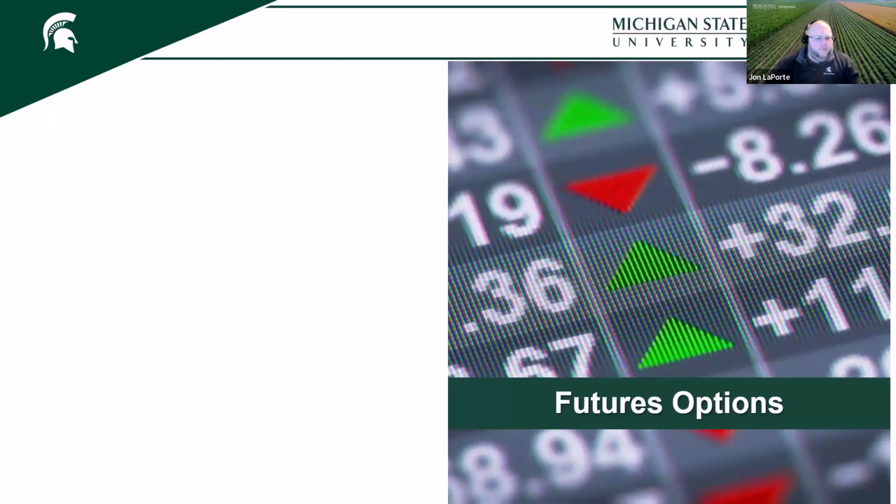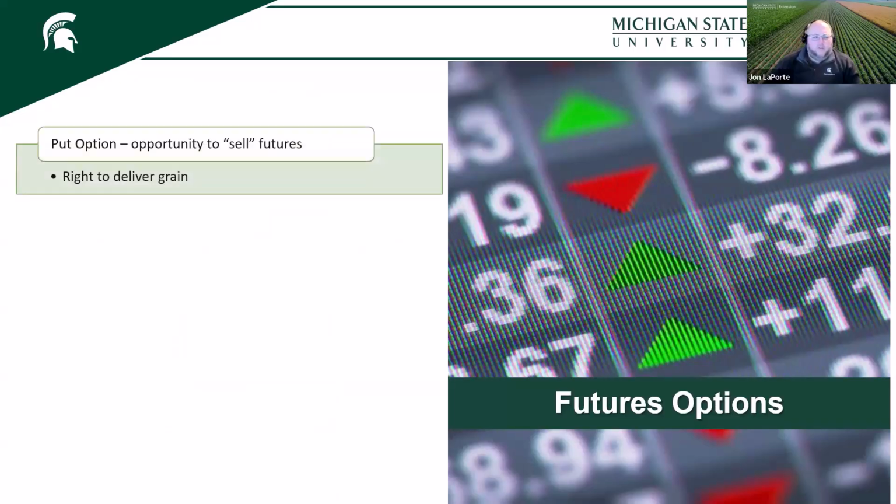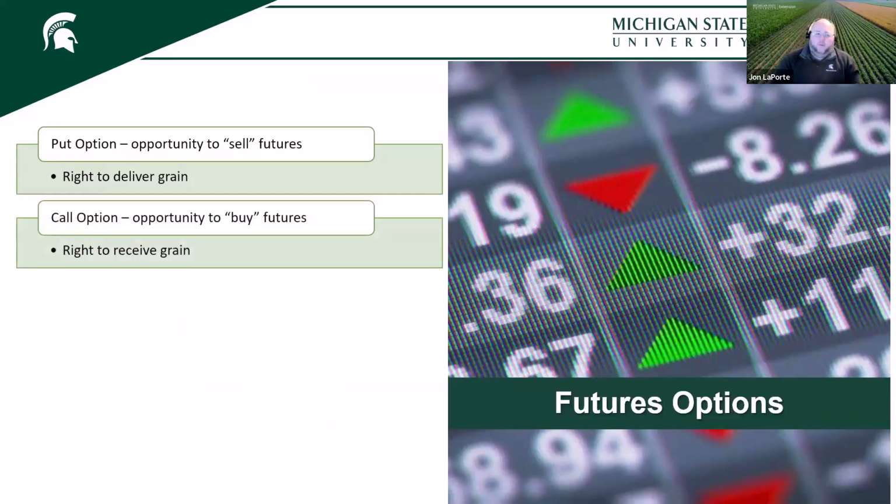And so, first thing we want to look into is what's called a put option, and this is the opportunity to sell a futures contract, so that right to deliver grain on the futures market. We also have what's called a call option, which is the opportunity to buy a futures or the right to receive grain.